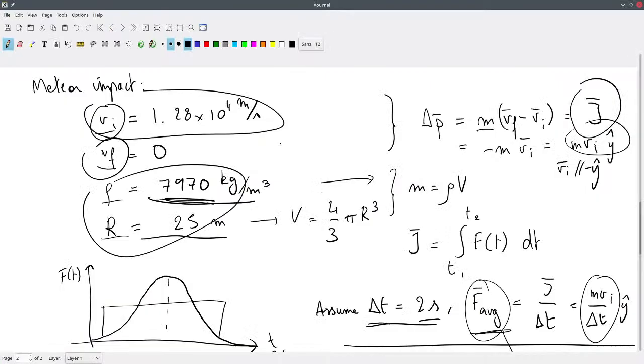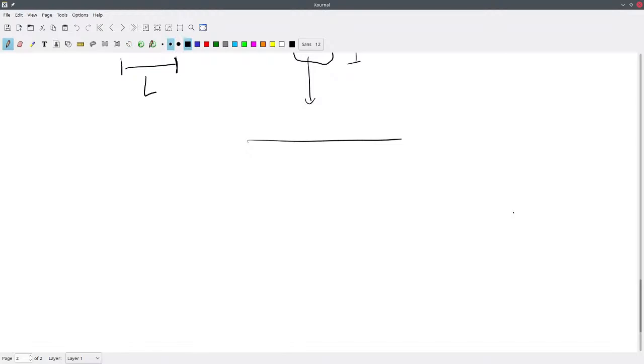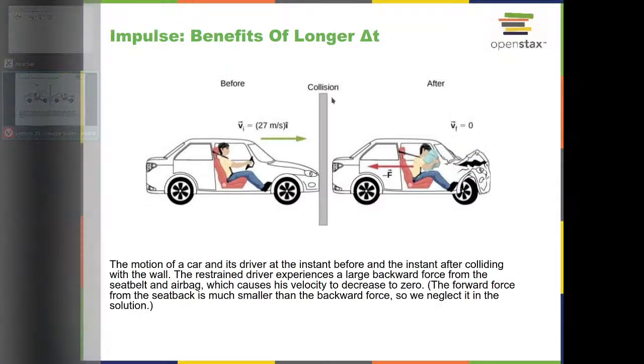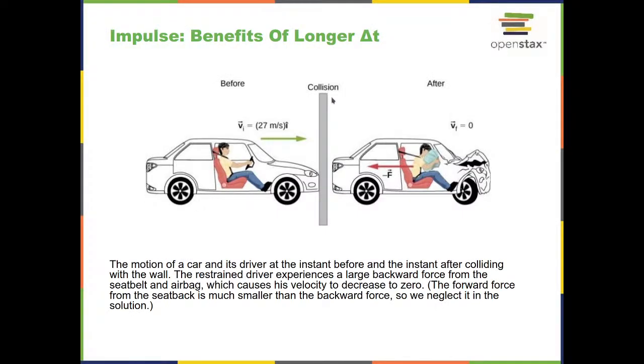So let's go to this example. The average force is the change in momentum over delta t. So that's going to be m times v initial over delta t. So that's the force that is working on the car.